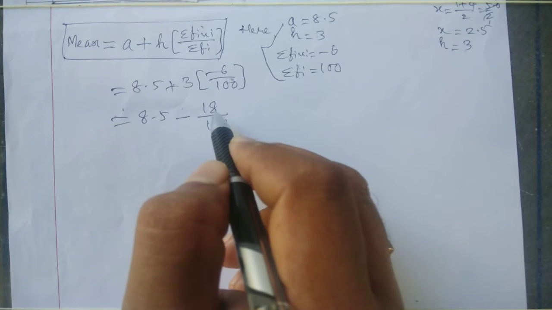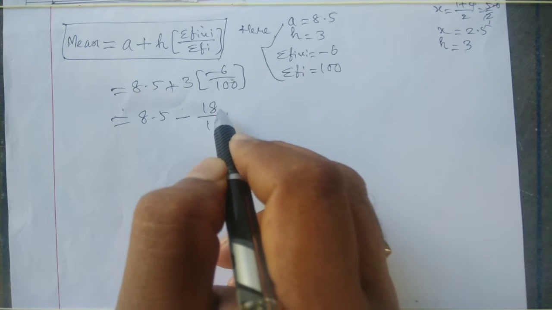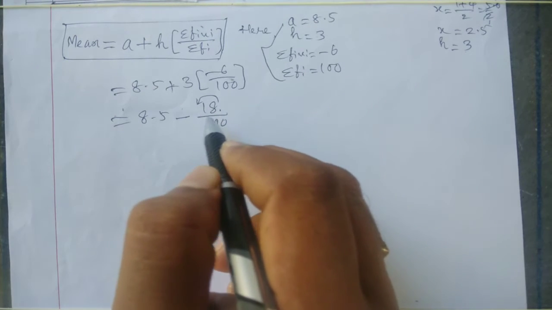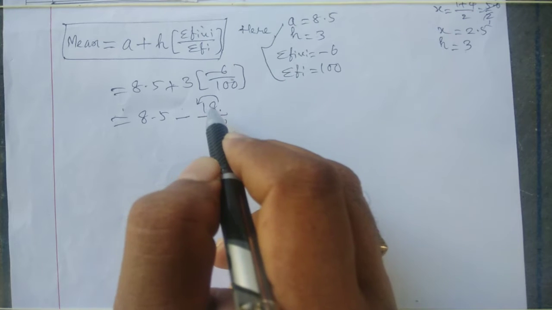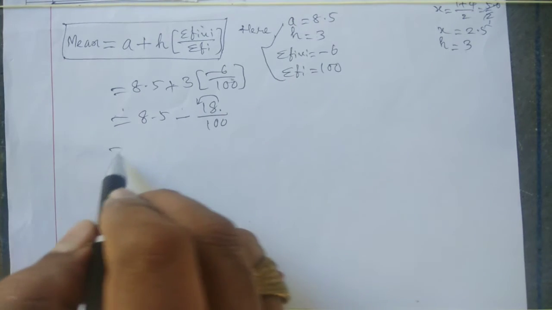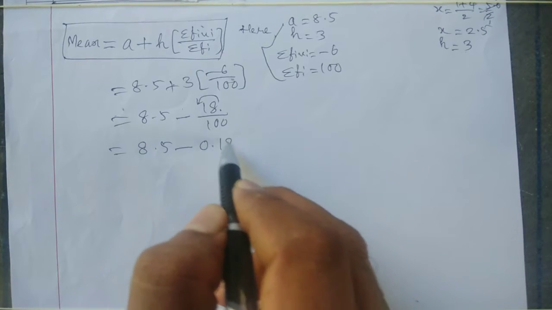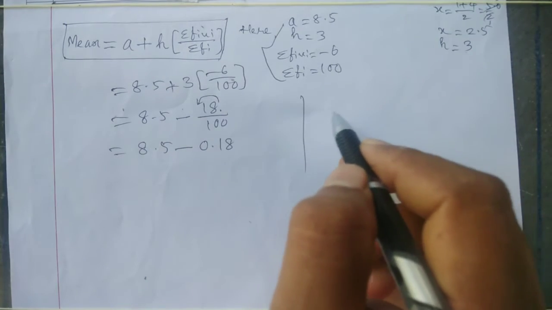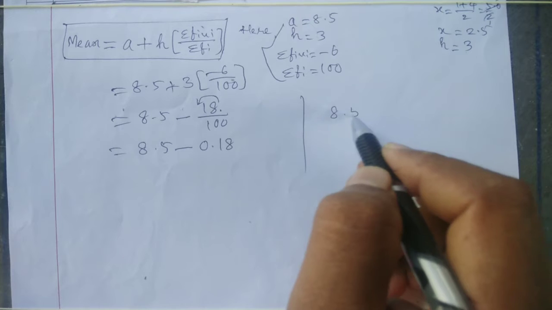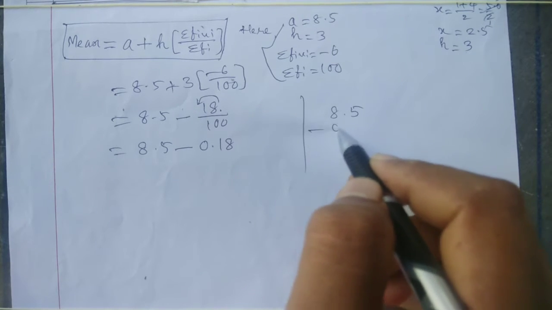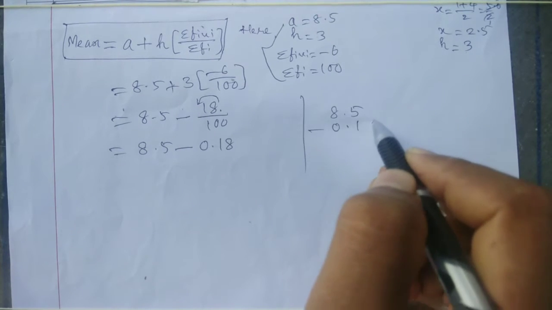But where is the decimal in this number? Here we have the decimal point. We have to shift it to the left by 2 places. So 8.5 minus 0.18. We have to subtract 8.5 minus 0.18.